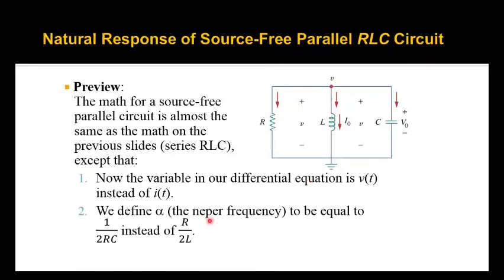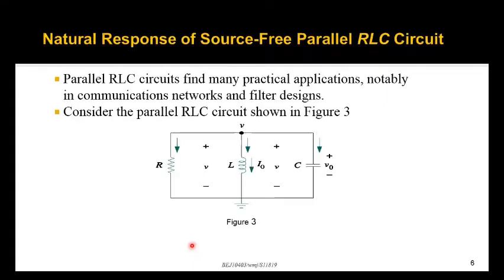We also define the Neper frequency, alpha, to be equal to 1 over 2RC, instead of R over 2L. R over 2L is used in a series connection circuit. The parallel RLC circuit may be found in many practical applications, most of them in communication networks and filter designs.